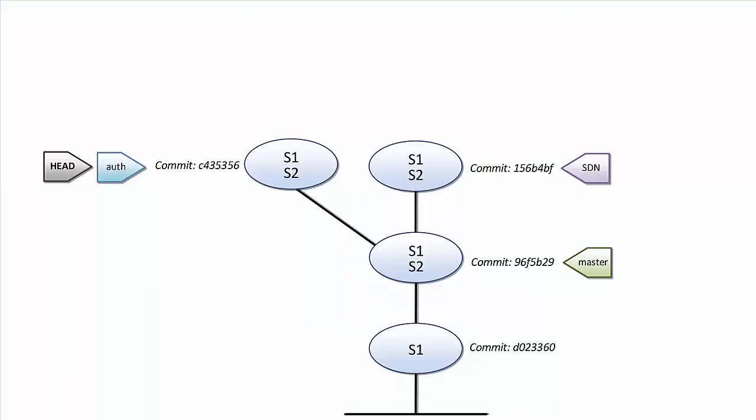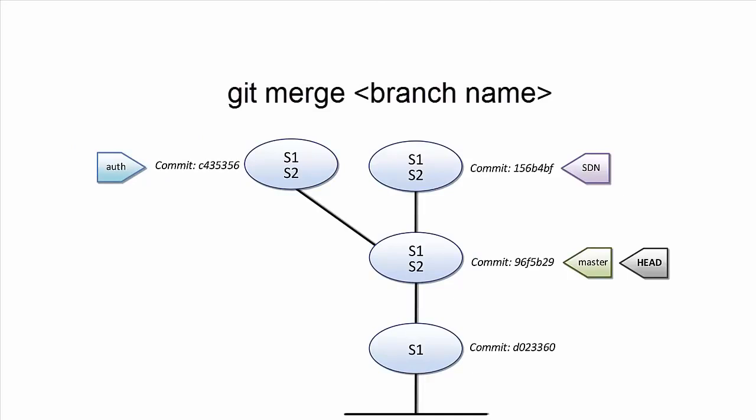We decide we want to get the SDN controller config into our master branch. The commit where we added the SDN controller is here. The SDN branch is pointing to it. This commit's parent is here. This is where the master branch is. To merge SDN into master, we use the git merge command.